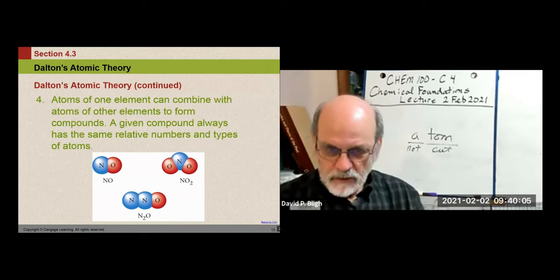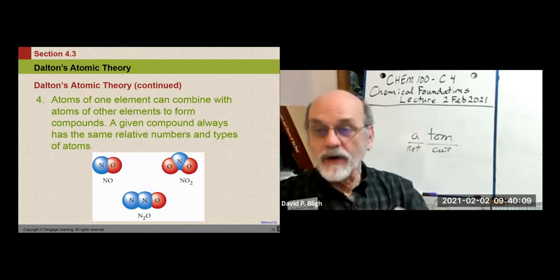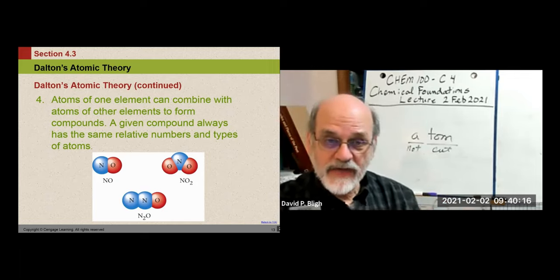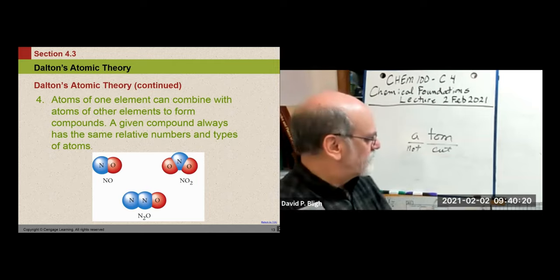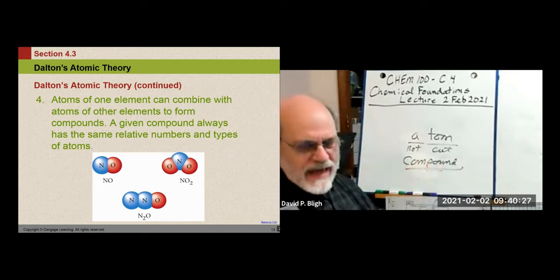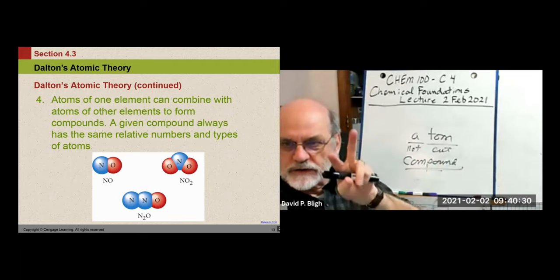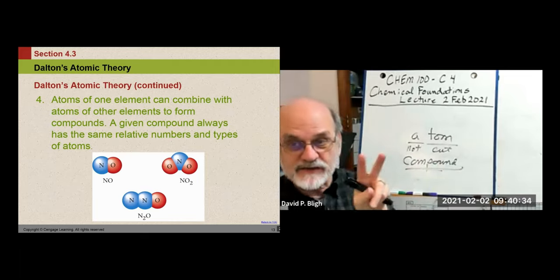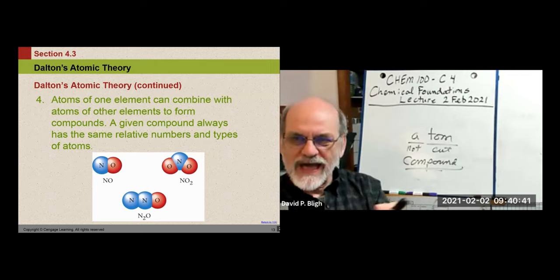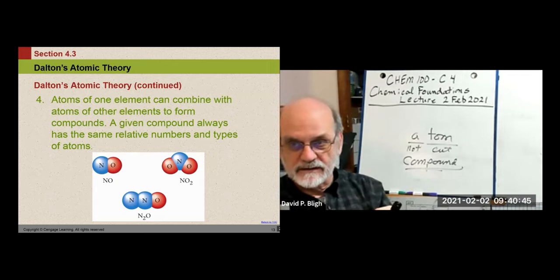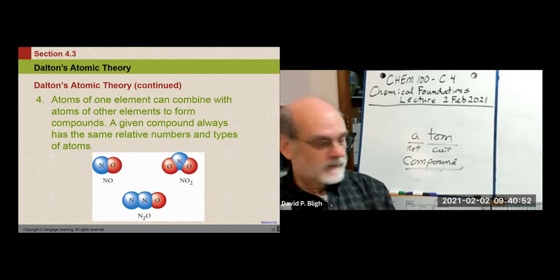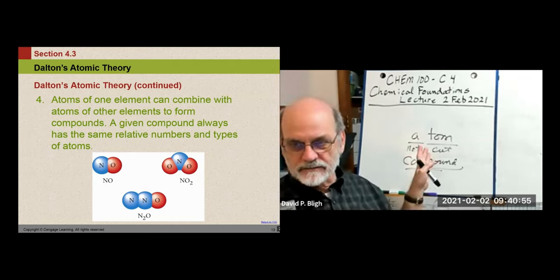Okay, so with these pictures, our illustrations added on to his theory, atoms of one element can combine with atoms of the other element, and they form compounds. In fact, you only have a compound if you have at least two different elements. You can have more than two, but at least two makes a compound. If you put two atoms of the same element together, you still got that element. You just have a molecule of the element instead of an atom. Right? So there's the distinction. Compounds have to have two different elements at minimum.